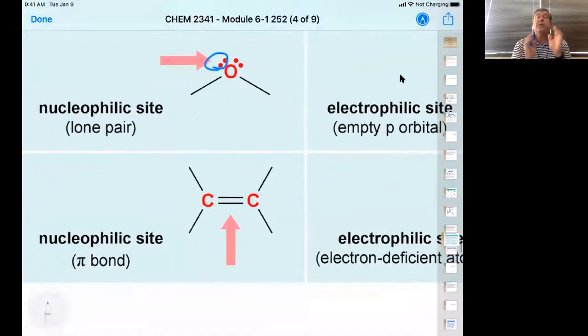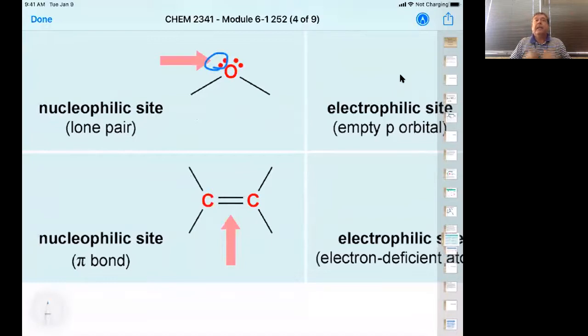The next great nucleophilic site is the pi bond. Okay. And if you think about it, those pi bonds are the electrons in the p orbital. They're above and below the plane. They're not in between the two nuclei. They are above and below the plane of those two nuclei. They are out there in the open. They are ready to bond with something else. So that's another classical nucleophilic site.